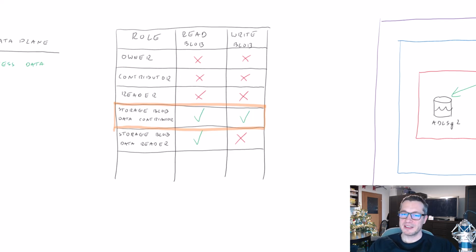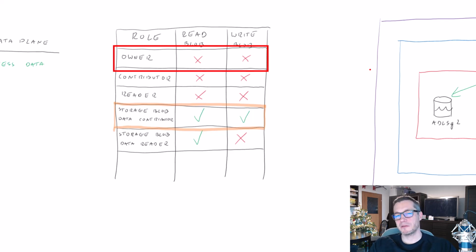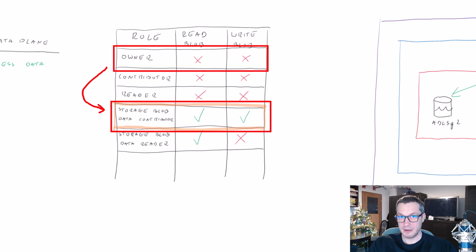And there's one more thing: the owner, by default, is not able to read the data because it's a control plane role, not a data plane one. But actually, owner is so powerful that he can grant himself this storage blob data contributor role, and then he will be able to get the access using RBAC.